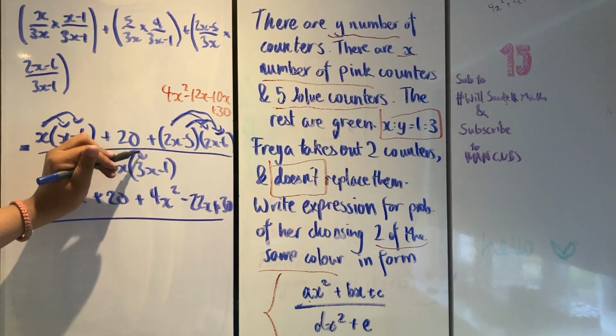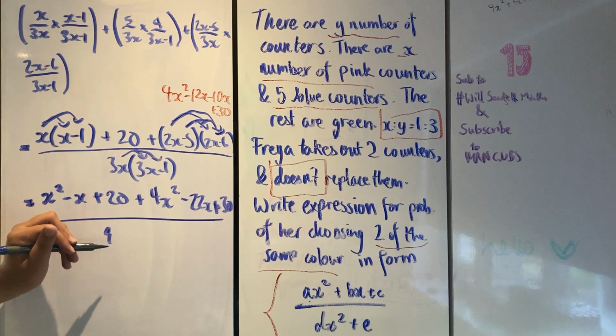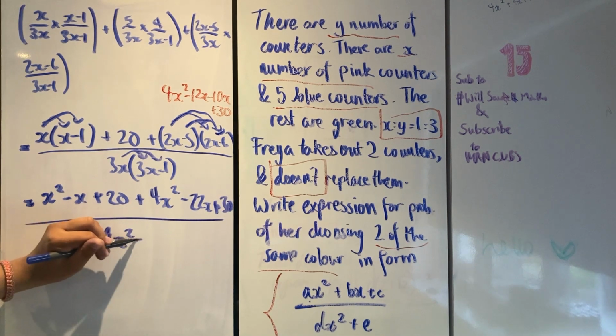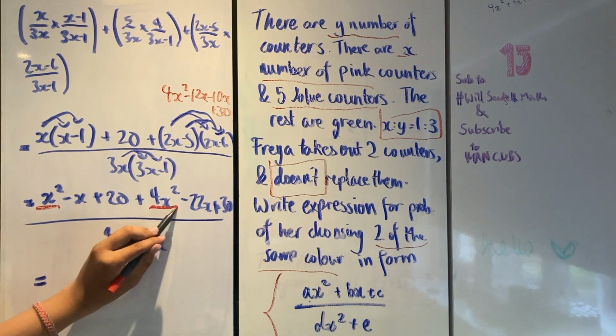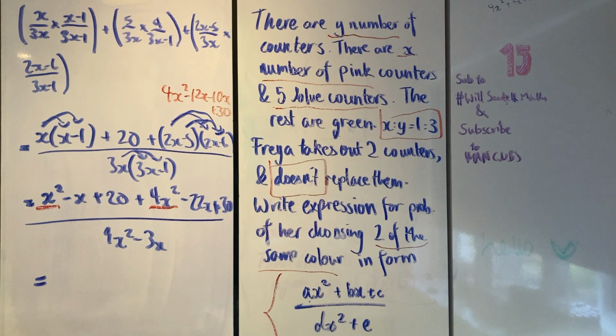And that all is going to be over. Let's expand these brackets. 3x times 3x is 9x squared. 3x times minus 1 is minus 3x. Now what we're going to do is look for our like terms. So in my red pen, I'm just going to underline those like terms that we've got above. So you may notice we've got an x squared and we've got a 4x squared. x squared plus 4x squared is just going to be 5x squared.